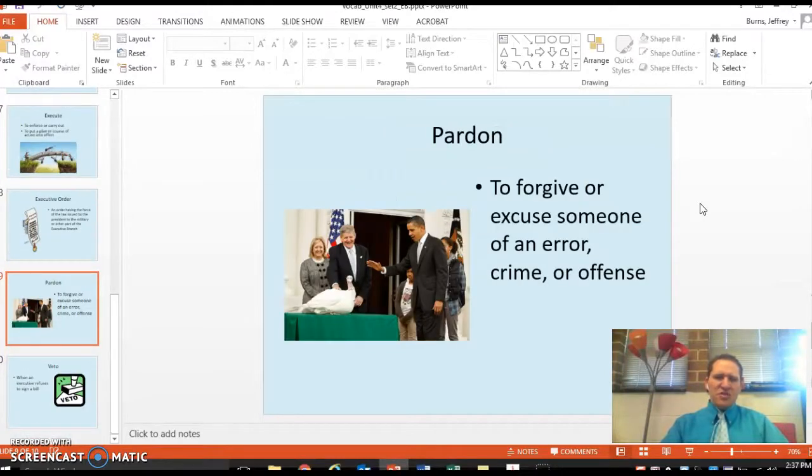Alright, the last two, we have a pardon. We talked about this with impeachment a little bit. A pardon is to forgive or excuse someone of a crime. This picture shows the president pardoning a turkey. They do this every year before Thanksgiving.